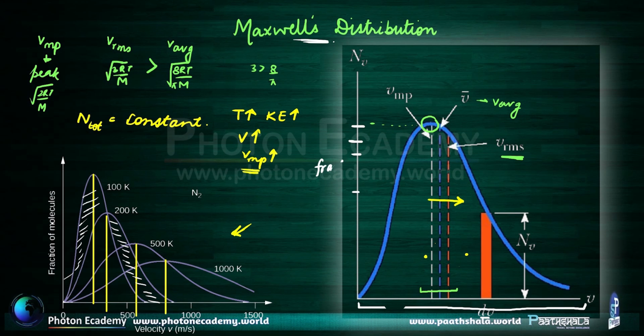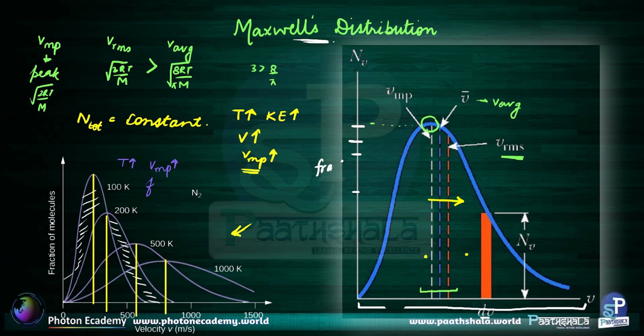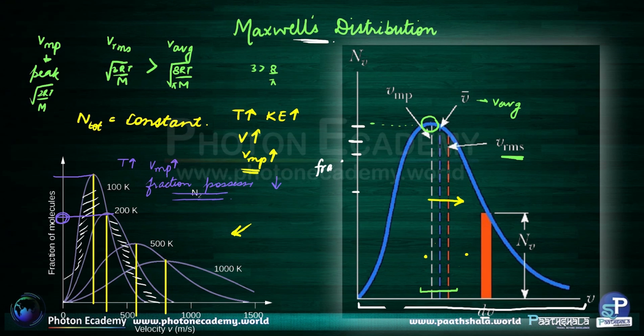So we can also conclude one thing, that as the temperature increases, the V most probable increases, but the fraction of molecules possessing it decreases, right? At 100 Kelvin, this was the fraction, but at 200 Kelvin, the fraction of molecules has decreased, okay? So these are a few important results about the Maxwell's distribution curve.